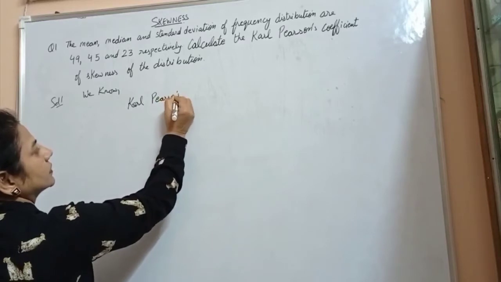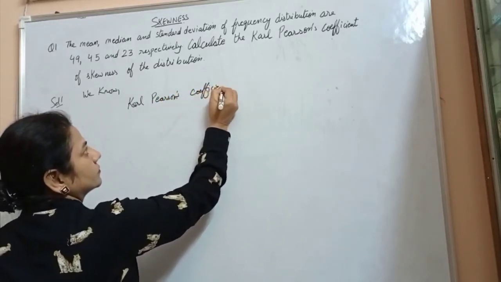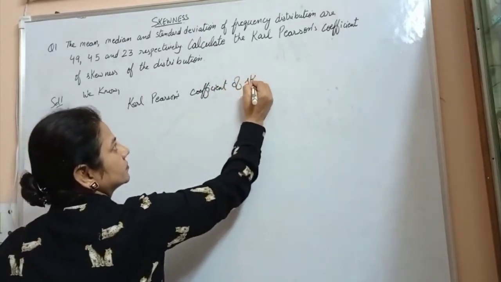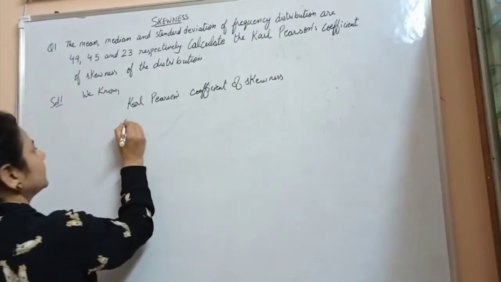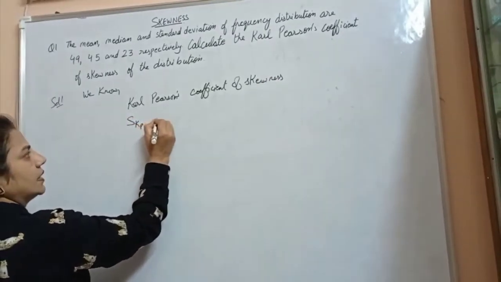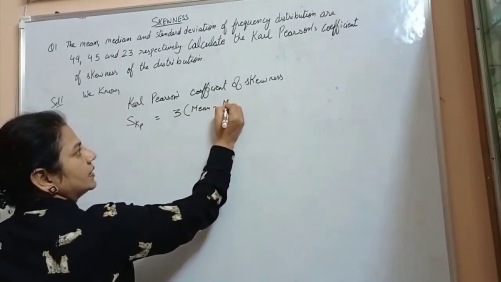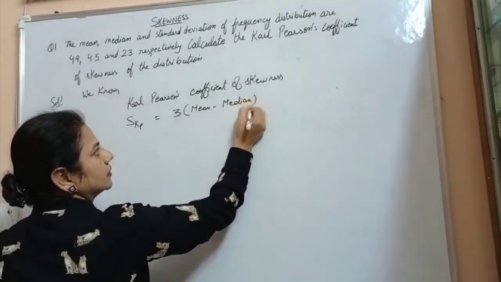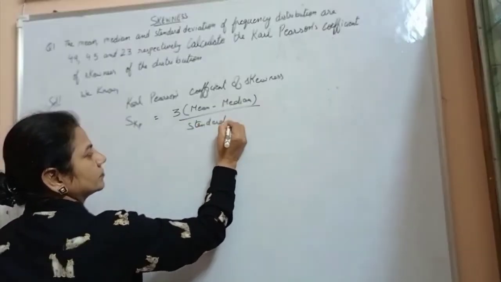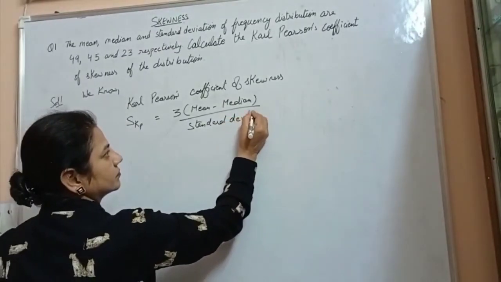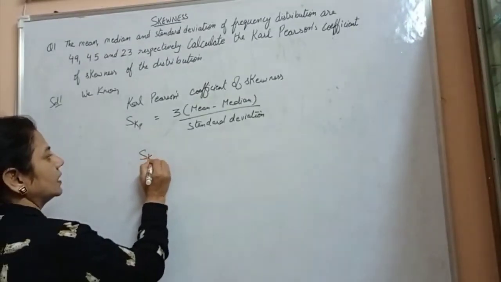Pearson's coefficient of skewness is given as SKP = 3 times (mean minus median) divided by standard deviation. Substitute the values to calculate this.